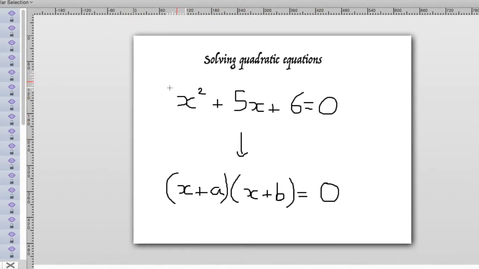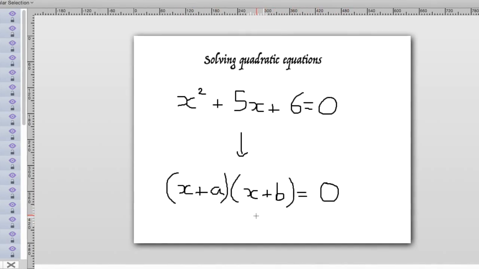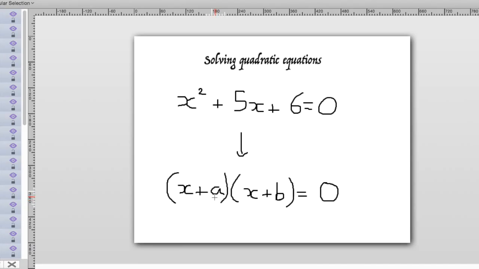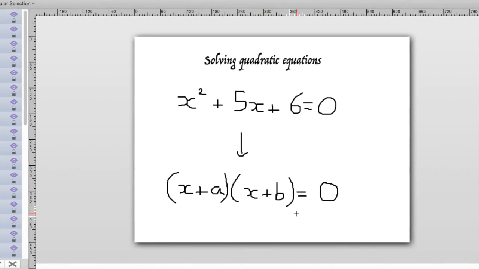So here we have x squared plus 5x plus 6 equals 0. And I'm going to say I want to try and get this into the form x plus a, x plus b equals 0. I want to do this because if two numbers multiply to be 0, then one of them has to be 0, which means either x plus a equals 0 or x plus b equals 0. And if x plus a equals 0, x has to be minus a. And similarly here, x has to be equal minus b.